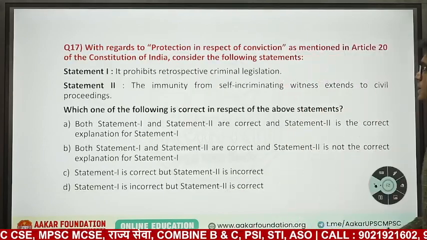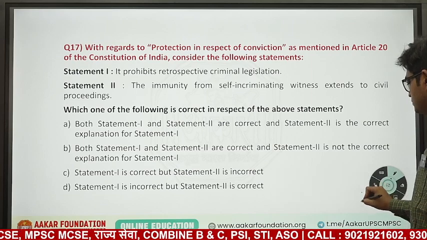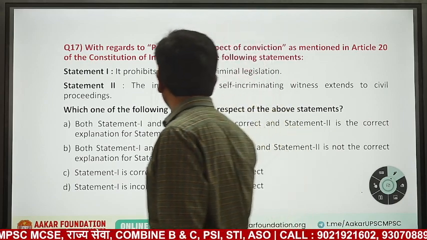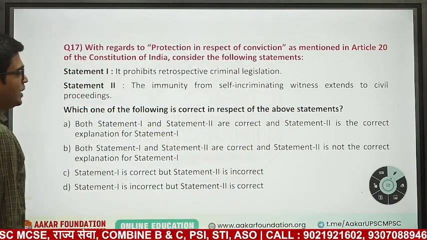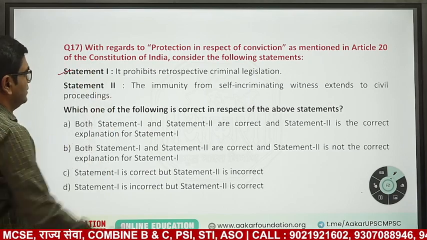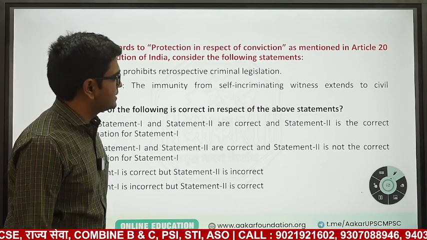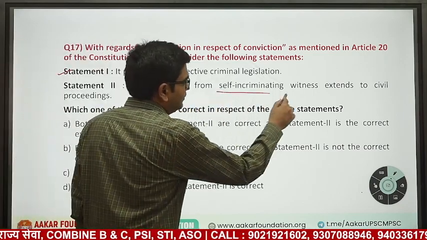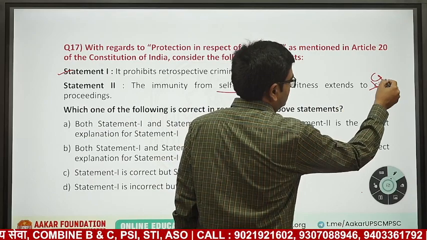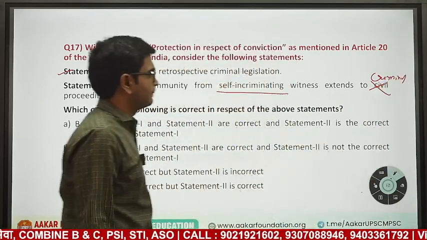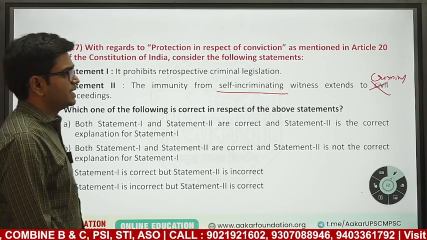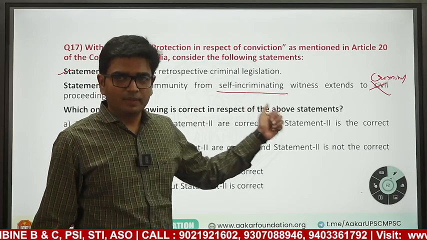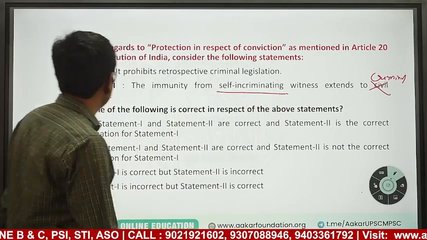Okay. Protection in respect of conviction, as mentioned in Article 20, it prohibits retrospective criminal legislation. Yes, no criminal legislation can be retrospective. This is correct. The immunity from self-incrimination extends to civil proceedings. Again, self-incrimination extends only to criminal, not to civil. Okay. So self-incrimination means being a witness against himself, applicable only in criminal cases. Immunity from self-incrimination is applicable only to criminal cases, not to civil. So C.